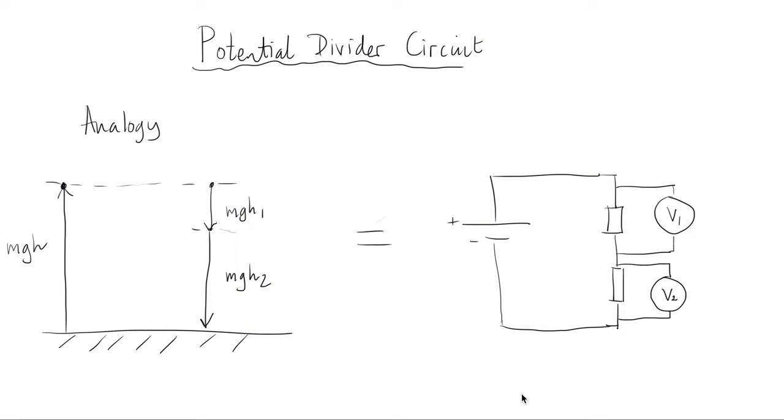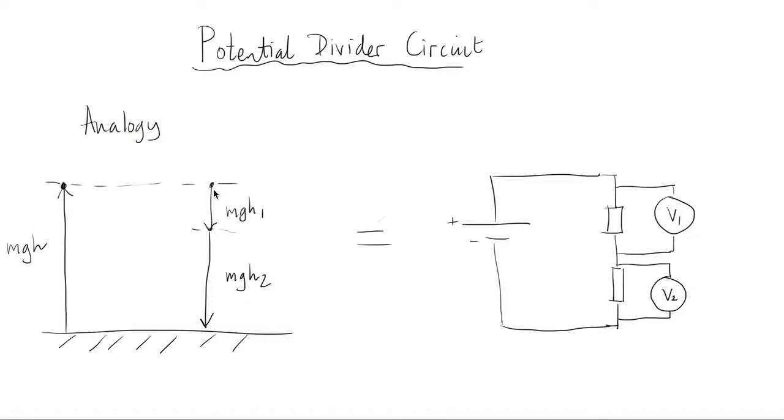In this video I'm going to talk about the potential divider circuit, and it's analogous with this situation here. Let's say I have a bucket of water and I raise it up a certain height h, therefore it has gravitational potential energy mgh. Then if I was to move along horizontally, I would do no work on the bucket of water.